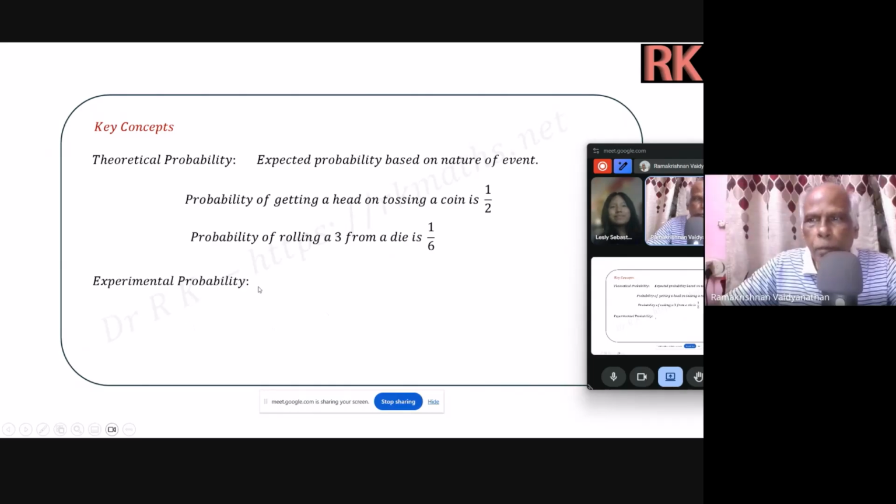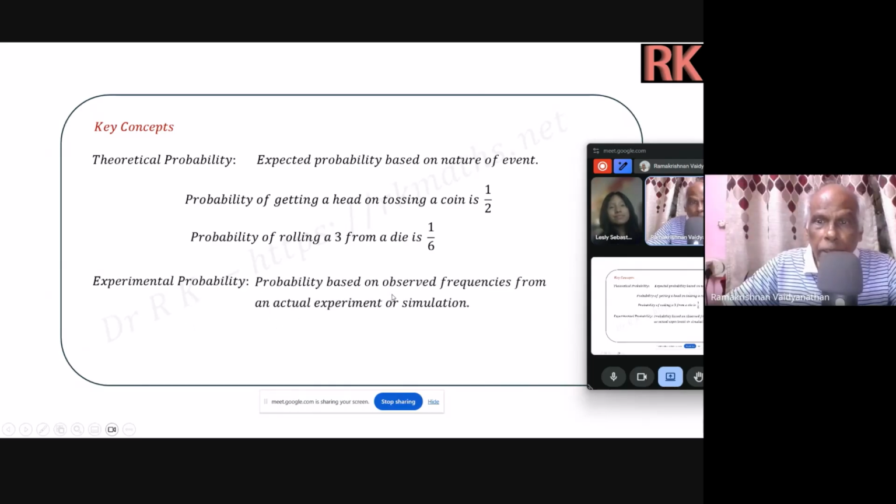Now, experimental probability is probability based on observed frequency, meaning the number of times you get the event. The number of times you get the event is called frequency, right? So it is probability based on observed frequency from an actual experiment or simulation. Simulation, I will teach you later. Like for example, you can do it in computers. Like for example, we will try to toss a coin by simulation.